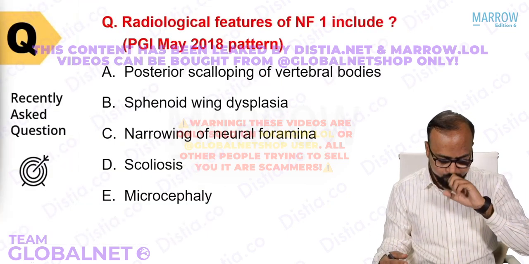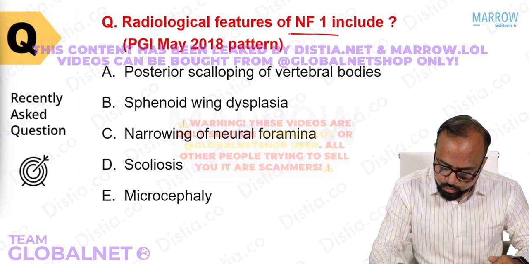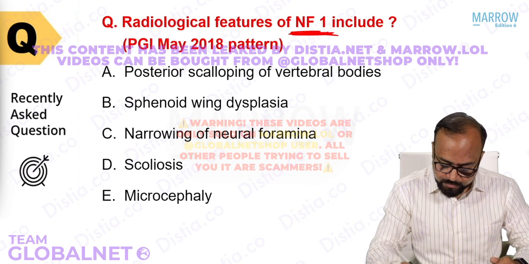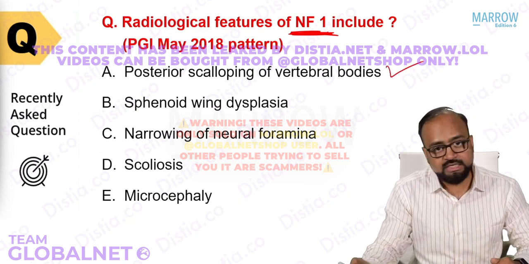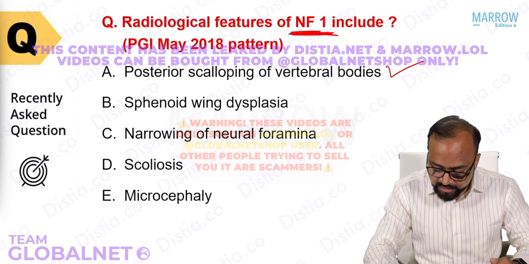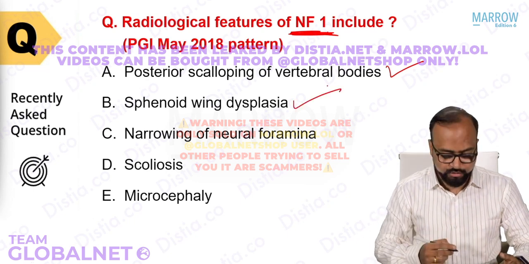Now look at this particular question. Radiological features of neurofibromatosis type 1. We have discussed this in detail. So see, is there posterior scalloping of the vertebral bodies? Yes, this is a diagram that we just drew and I showed you. Is there sphenoid wing dysplasia? Yes, mainly involving the greater wing of sphenoid.